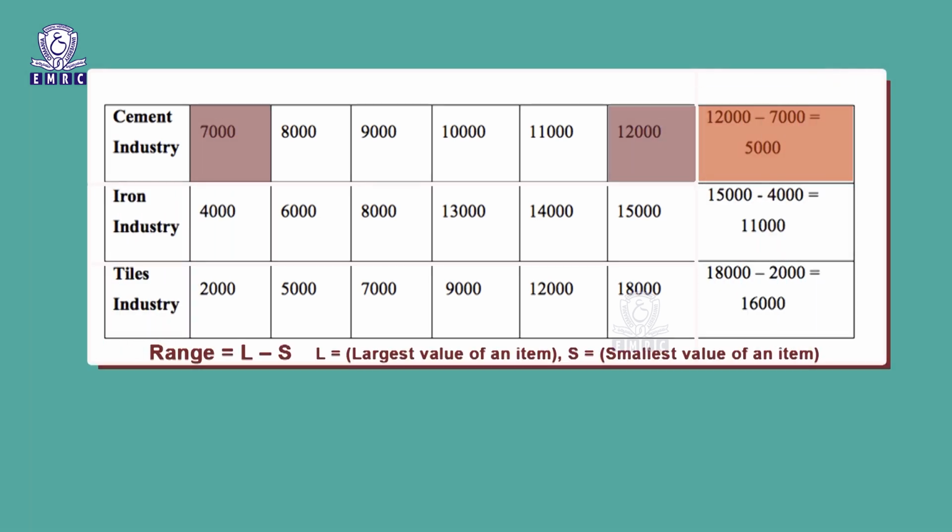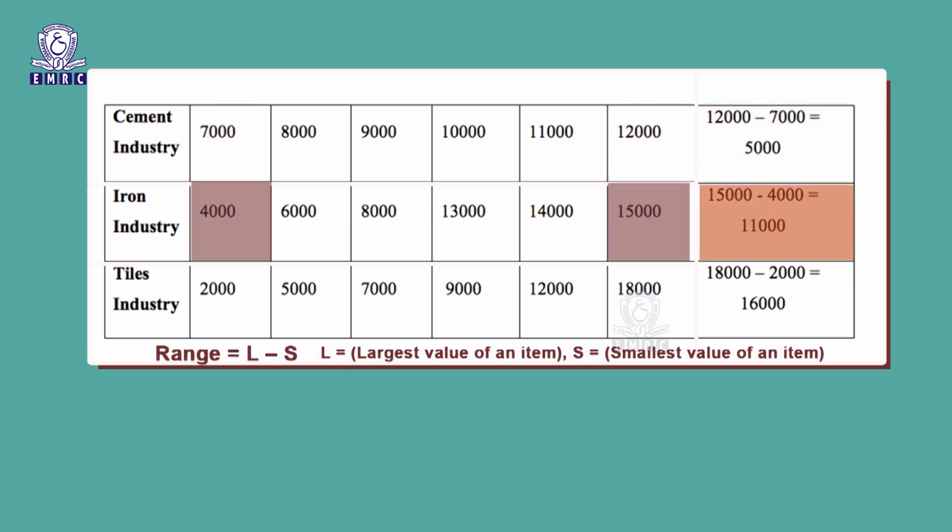In the cement industry, the lowest salary is rupees 7,000 per month and highest salary is rupees 12,000 per month. So the range in cement industry is L minus S, that is equal to 12,000 minus 7,000, which is equal to rupees 5,000 per month. So the range is 5,000 in the cement industry.